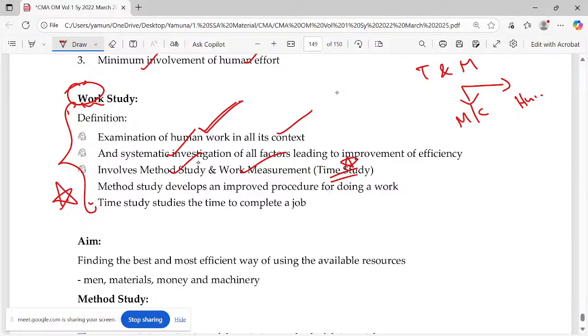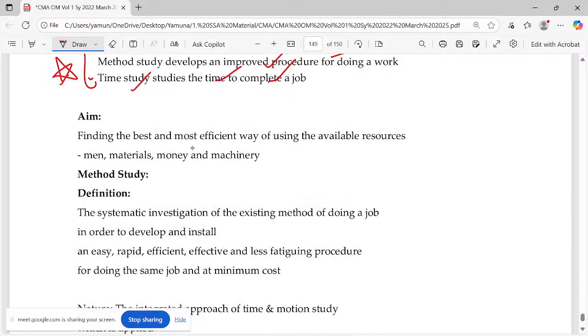There's a small difference. Method study will help you to develop an improved procedure. So ultimately, this human is capable of this one. But if you improve the procedure, if you synchronize the procedure, that will be helpful. So ultimately, your time is going to be reduced. Time study will help you to find the time to complete a job. So the aim is to find the best and most efficient way of using the available resources. What are the available resources? Usually we call this 4M: materials, money, and machinery. So that's about work study.